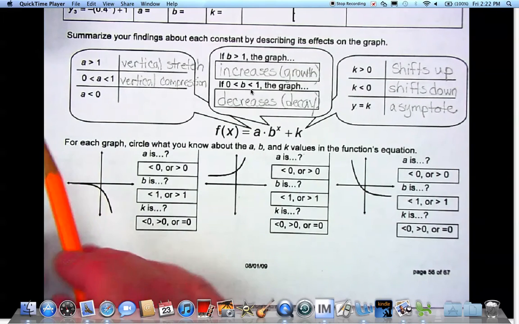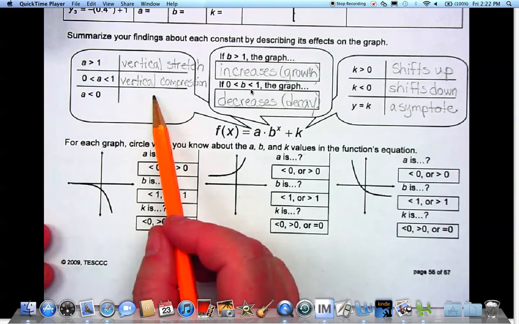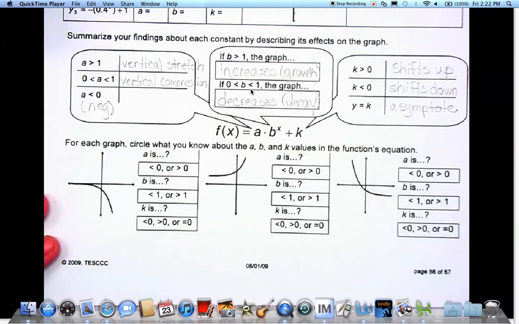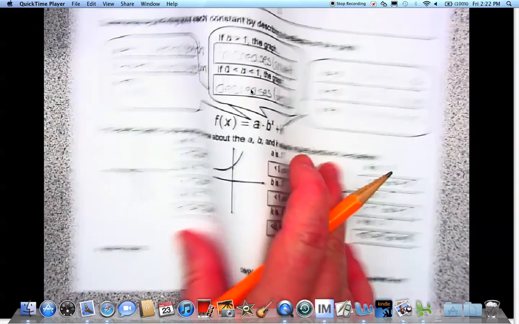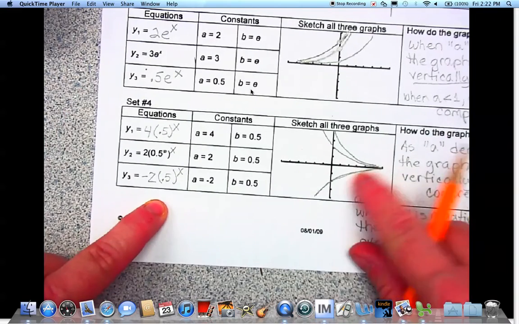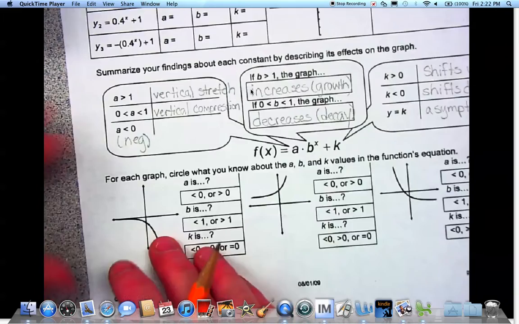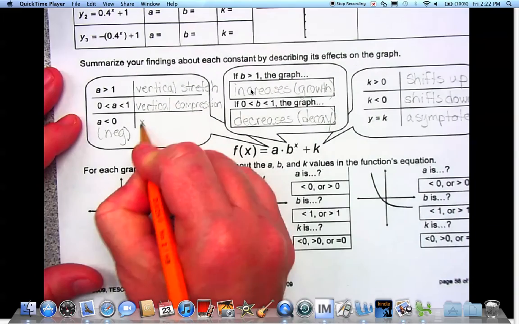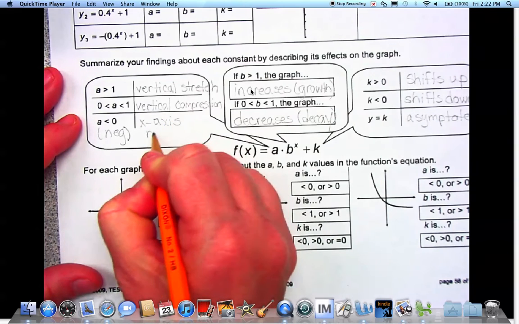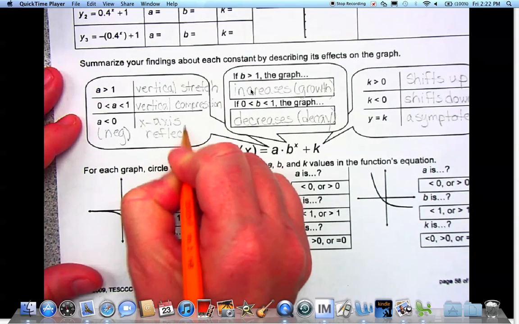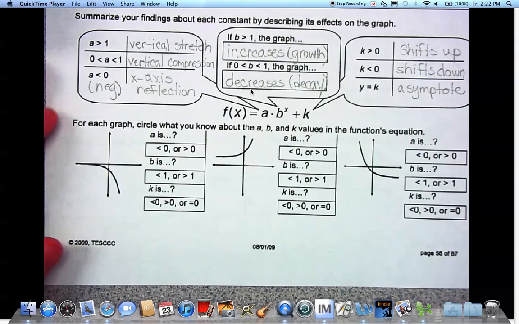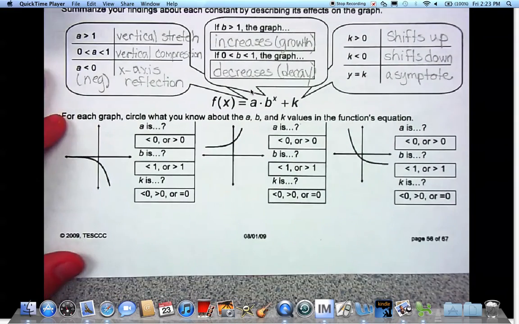Okay. A is less than 0. That means A is negative. What happens when A is negative? You remember? It flips over the x-axis. That's right. Usually negative makes something flip, doesn't it? So what do we say? I'm going to say x-axis reflection. I just put flips over the x-axis. We're almost done. We got to do these graphs, then we're done.